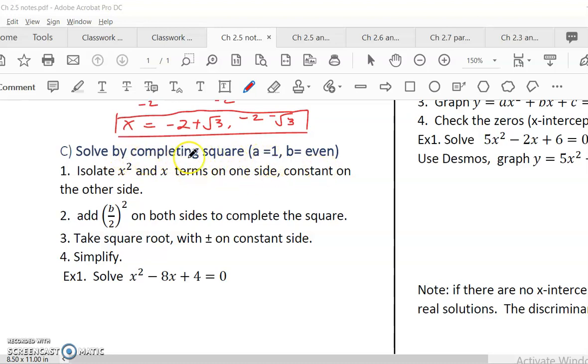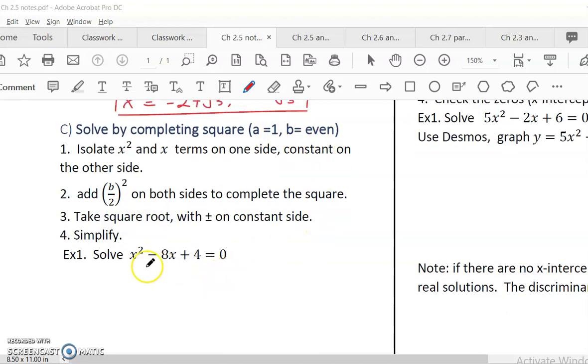We would use this method instead of the quadratic formula if your a is equal to 1 and b is even. The example would be this one, x squared minus 8x plus 4. You can see that a is equal to 1, which means you don't have 2x squared or 3x squared, it's just x squared. Then your b is even, so either 2, 4, 6, 8, or 10.